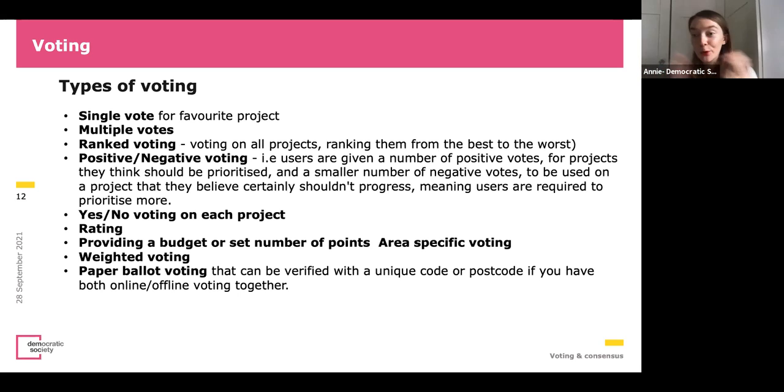And then, of course, we've got paper ballot voting. So all of these types of votes could be done online or in person. And the key is obviously just to make sure that that's synchronous, whether you're doing it online or in person or a combination of both. It has to be synchronous with the method that you choose.